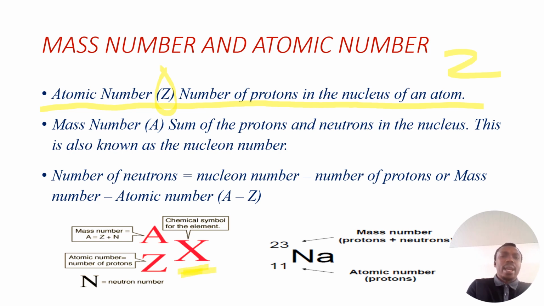For example, let's say we have an element. This element is X. So this is the atomic number. The subscript is the atomic number Z. So we use Z to represent the atomic number.